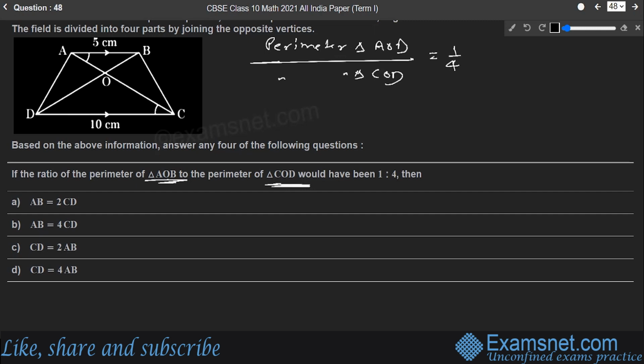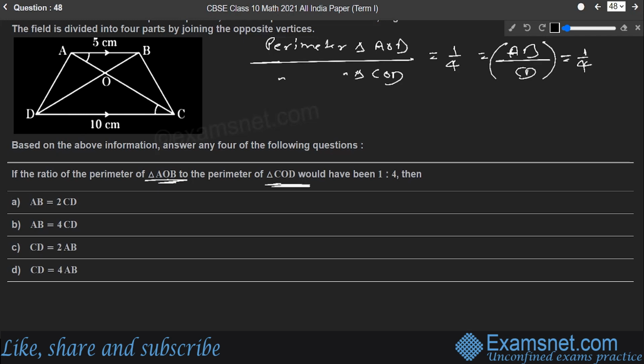But the perimeter ratio is in what form? The perimeter ratio is nothing but the ratio of the sides only. Similarly, the ratio of the sides only. The perimeter ratio is the ratio of the corresponding sides only. So AB by CD, that is the corresponding ratio, is equal to 1 by 4. So as we know, AB by CD is 1 by 4.